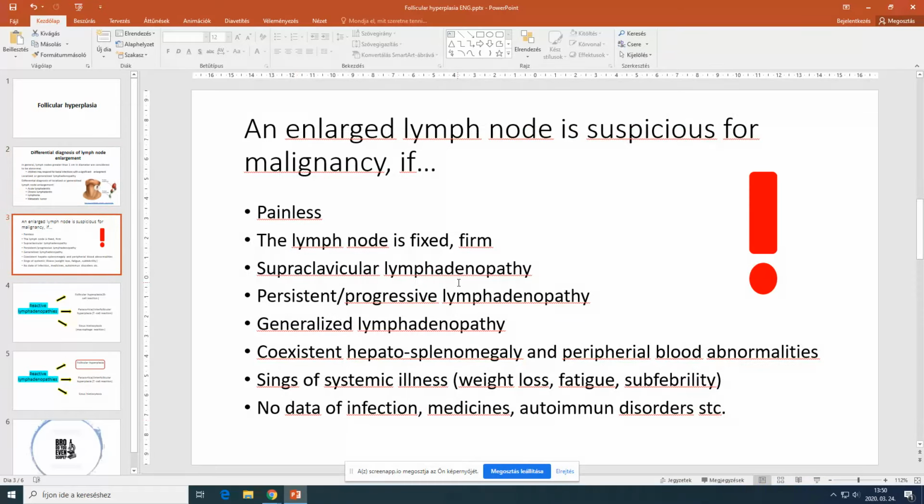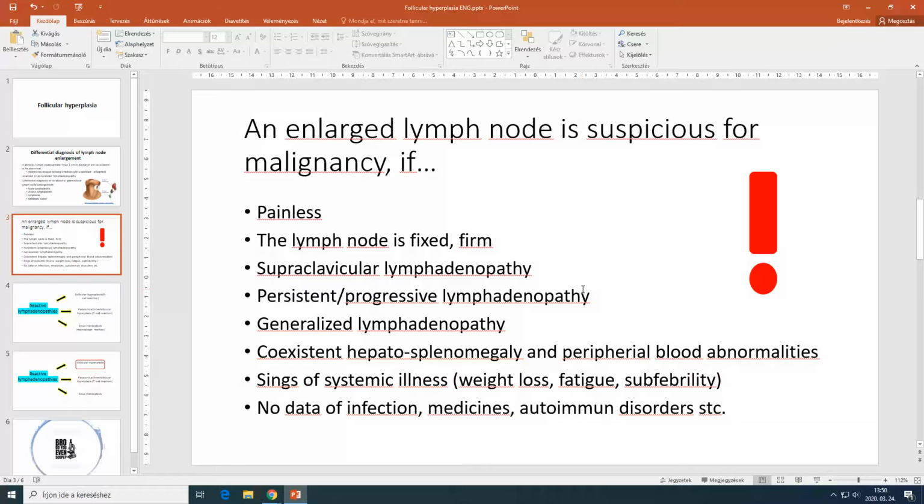Lymph node enlargement is suspicious for malignancy if it's painless. Pain is usually the result of an inflammatory process or suppuration, but pain may also result from a hemorrhage into a necrotic center of a malignant tumor, so it's not the most reliable symptom.